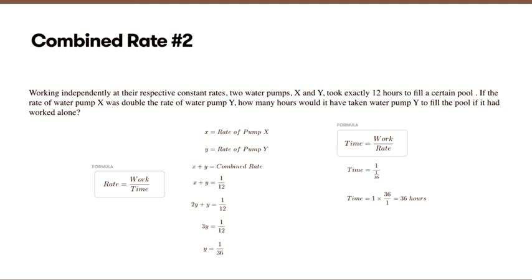Again, I want to reiterate here, this question differed from the previous one in that the previous question gave us the individual rates and expected us to solve for the combined rate. This question is testing the same concept, but now we're working backwards. Here, we were given the combined rate, but we had to use that to determine their individual rates.